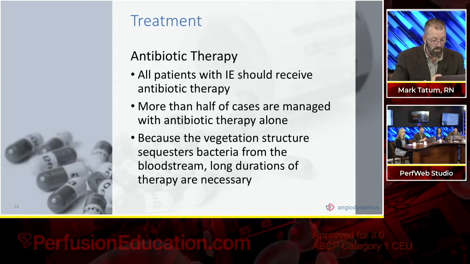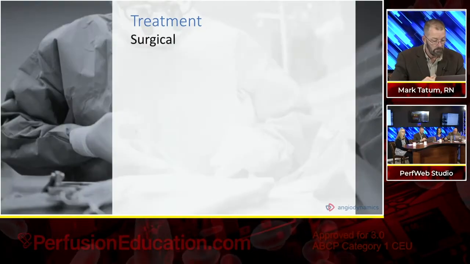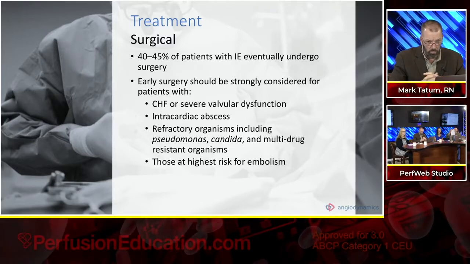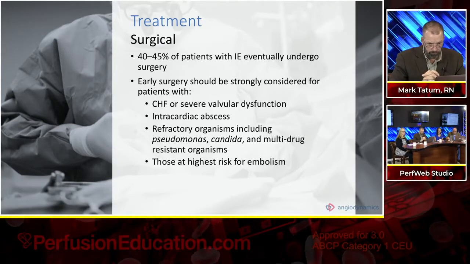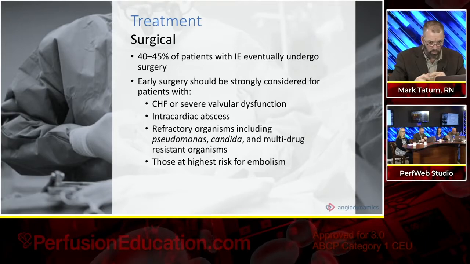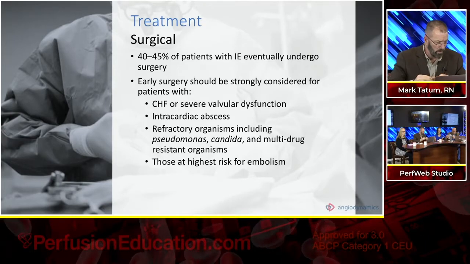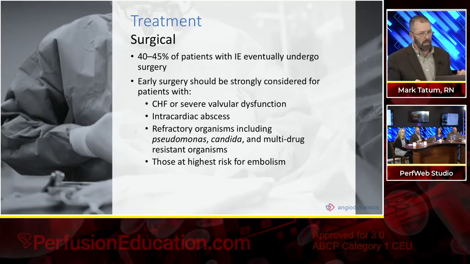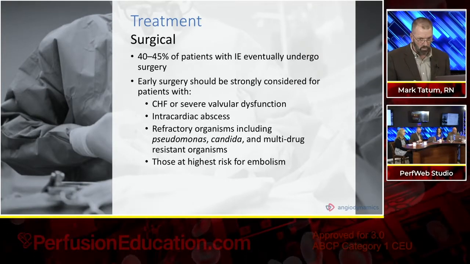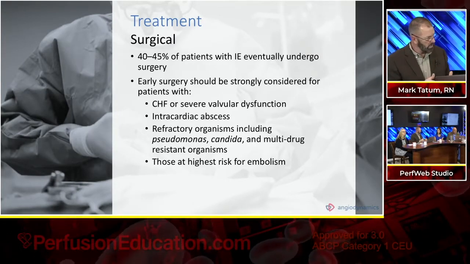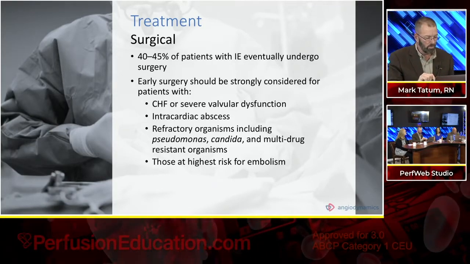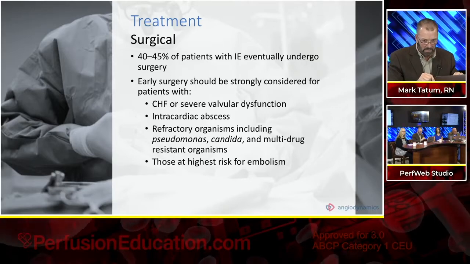Let's go to the next slide. So one more click. Perfect. 40 to 45% of the patients undergo surgery. And early surgery should be considered with the following, and you guys can read that list. When you look at the Rhythm Society and what their recommendations are, I want to hold off on a little bit of these things until we get to the CIED.